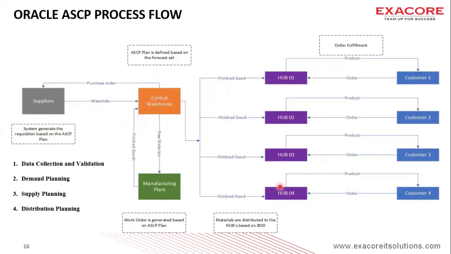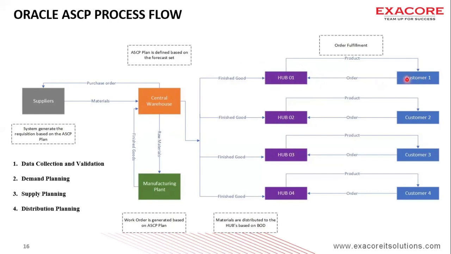So these are the hubs. We have four hubs in this example. Then the finished goods will be shipped from the central warehouse to the corresponding regional hubs based on the demand and inventory levels. So if there is a demand in hub 01 and the inventory level is below the safety limit, an internal requisition will be created in the central warehouse and the finished good will be transferred to the hub. These hubs serve as regional distribution centers, and from there the supply to the customer happens.